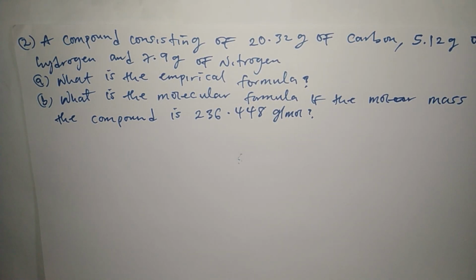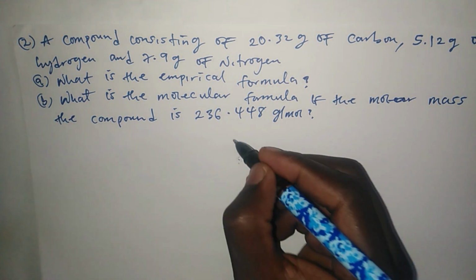The second question says a compound consisting of 20.32 grams of carbon, 5.12 grams of hydrogen, and 7.9 grams of nitrogen. What is the empirical formula? That's A. B: What is the molecular formula if the molar mass of the compound is 236.448 grams per mole? Right? So, solution.